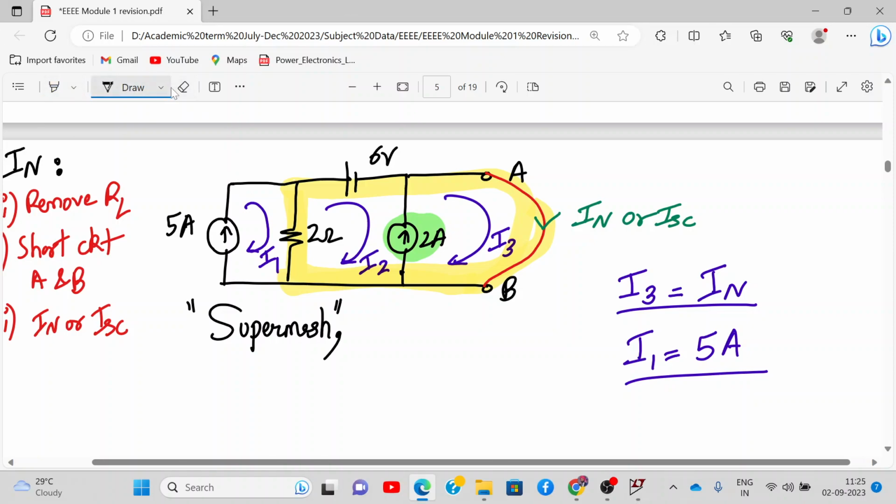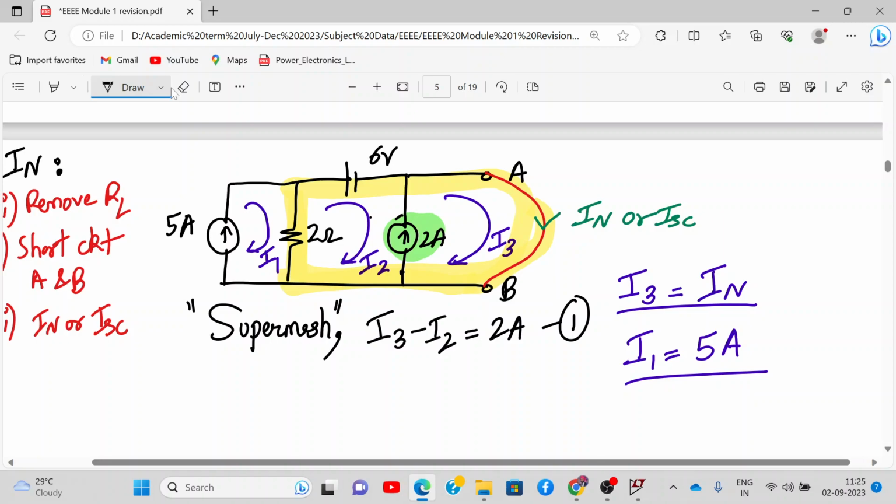Tell me. So we write the super mesh equation. See, I3 is going in the same direction as the 2 ampere source and I2 is going in the opposite direction. So we'll write I3 minus I2 is 2 ampere. So this is equation number 1. We want I3 and I2. I1 is already known to us. So we have got one equation. What about the second one?